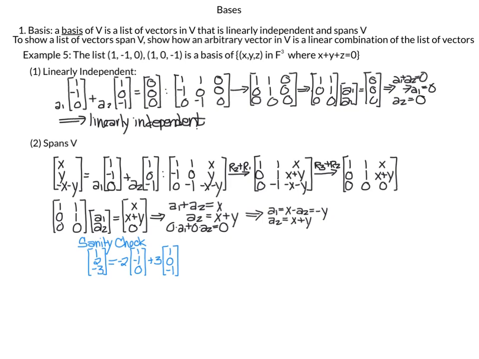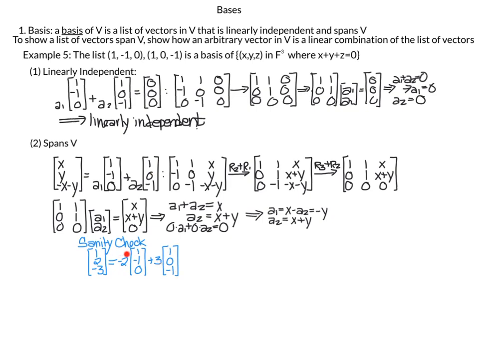Does that make sense? My x plus y plus z does equal 0. So according to this, my a1 is equal to negative y, so it's going to be minus 2 times my first vector, 1, negative 1, 0. And then my a2 is going to be x plus y, so that's going to be 3 times my second vector, 1, 0, negative 1.